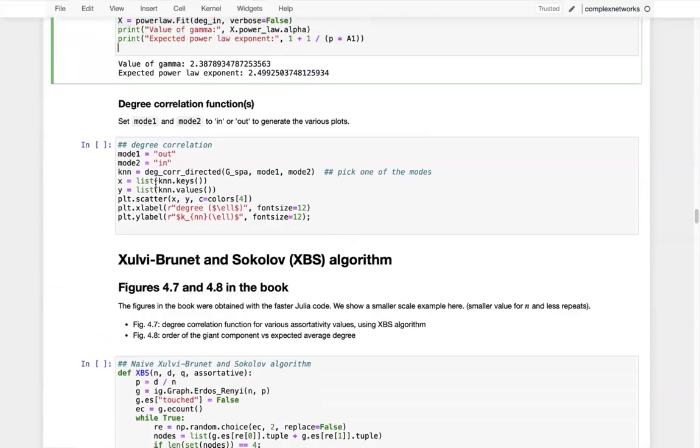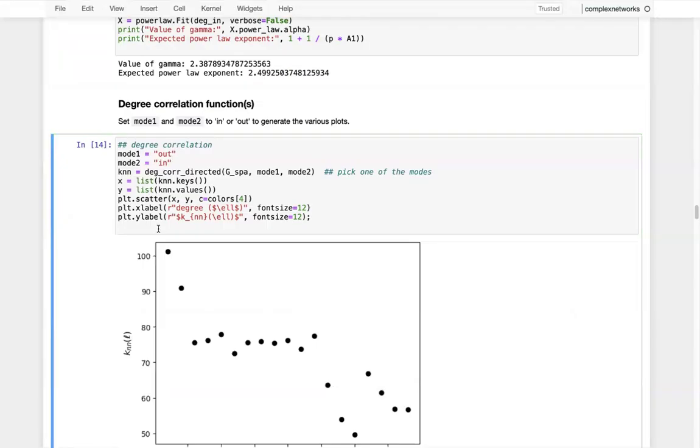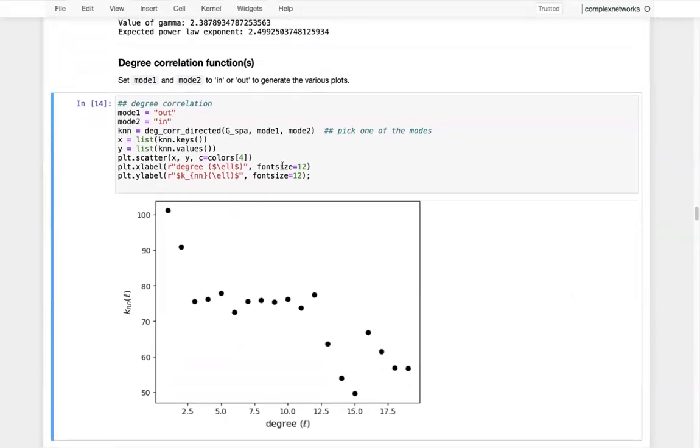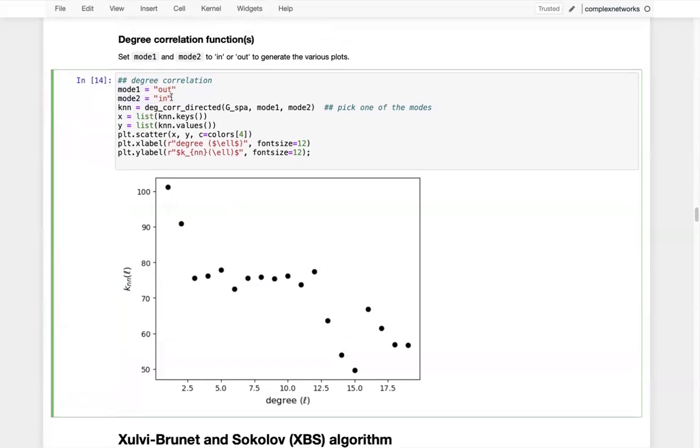And I mentioned already the degree correlation. If you consider the directed graph, or the directionality of your graph, sorry, then you can consider four different combinations for the modes that we're going to use for the source and target node. But if we consider out degree for the source node and in degree for the target node, then you can plot this degree correlation function, and you can vary and plot the other three, which are also included in the book.